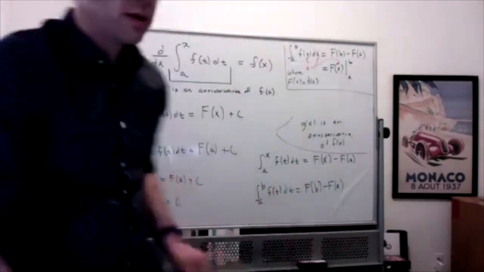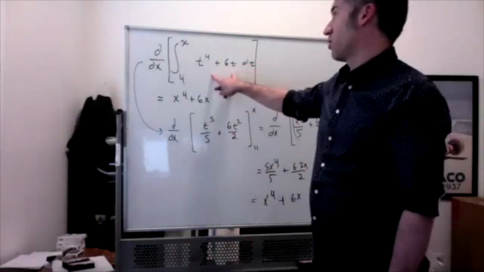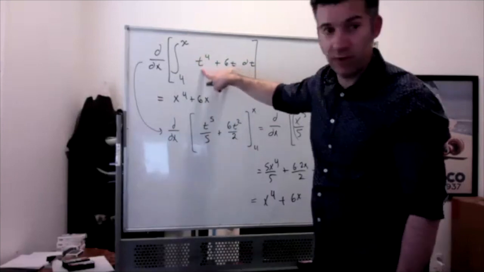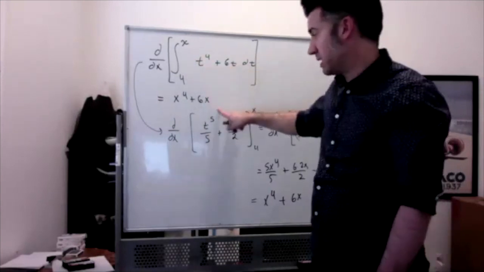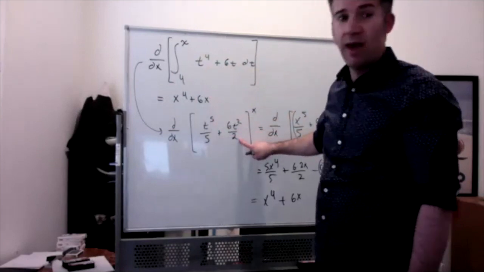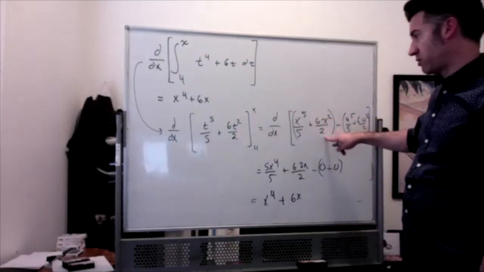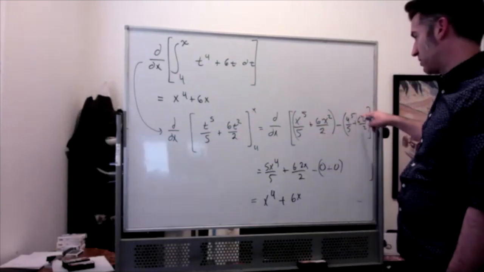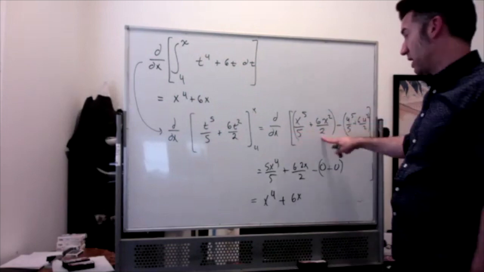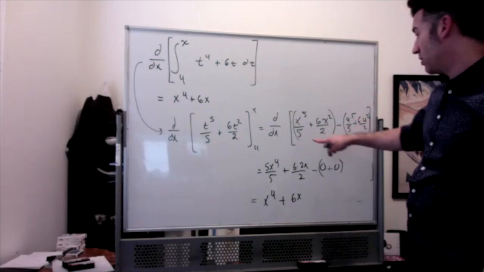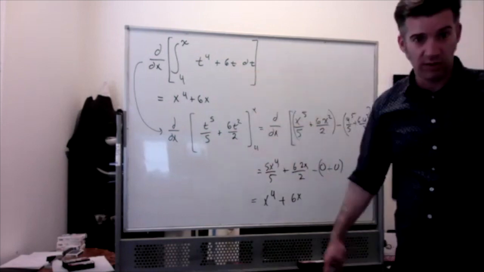So now, hopefully, maybe you believe me a little bit more when I say the integral from 4 to x of t to the 4th plus 6t, I anti-differentiate t to the 4th plus 6t. I get t to the 5th over 5 plus 6t squared over 2. I plug in my limits of integration. I get x to the 5th over 5 plus 6x squared over 2 minus 4 to the 5th over 5 plus 6 times 4 squared over 2. And then if I differentiate that, the derivative of this part is just 0 because this part's a constant. And the derivative of this part gets you back to the function you started with.